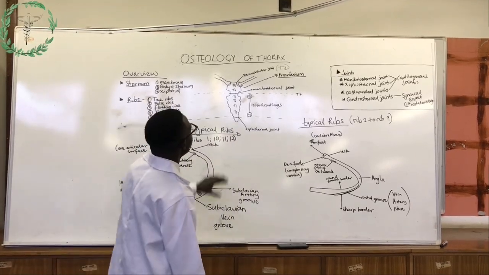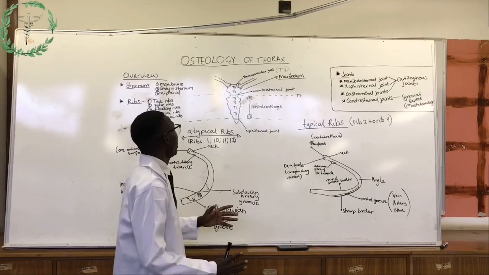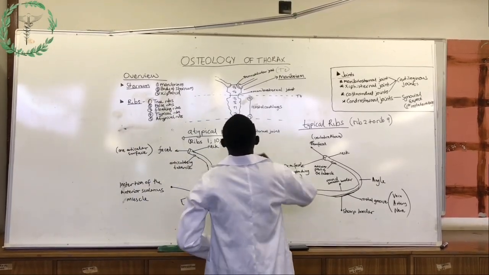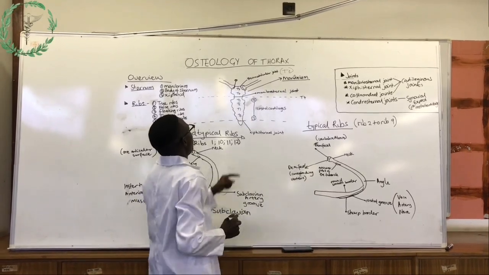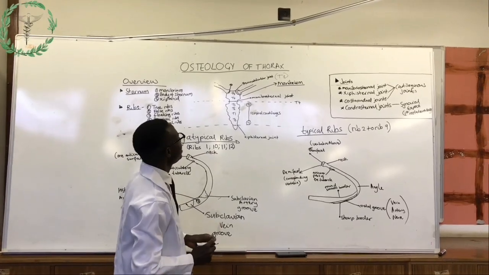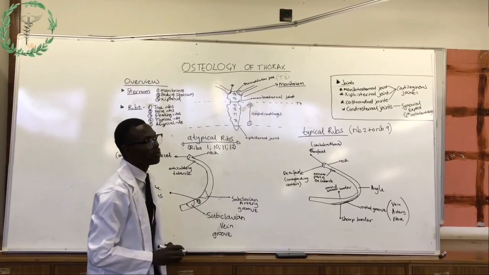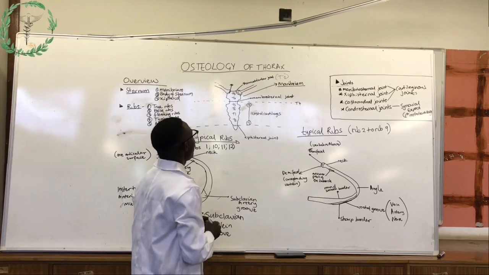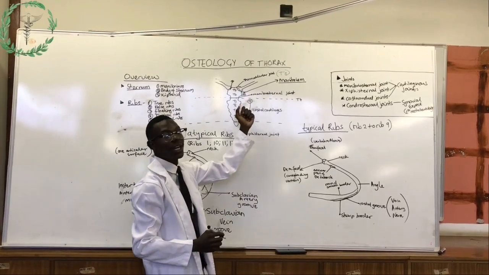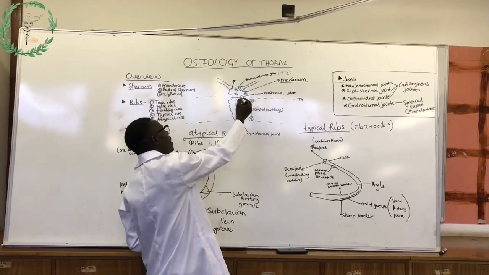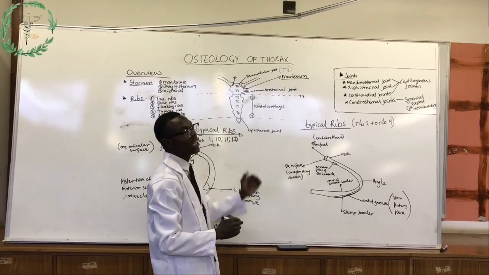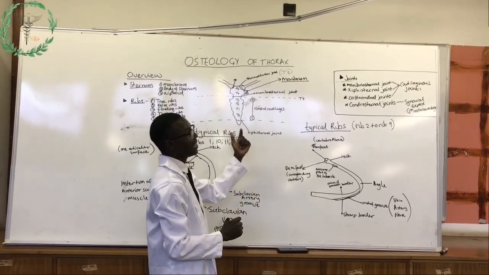Starting from the sternum. The sternum has three parts, like I've said. We have the manubrium. The manubrium has four articulation sites. The first one is the clavicular notch, which articulates with the proximal end of the clavicle. Then we have another articulating site that articulates with the first costal cartilage of the first rib. And then the third articulation site articulates with the superior part of the second costal cartilage.